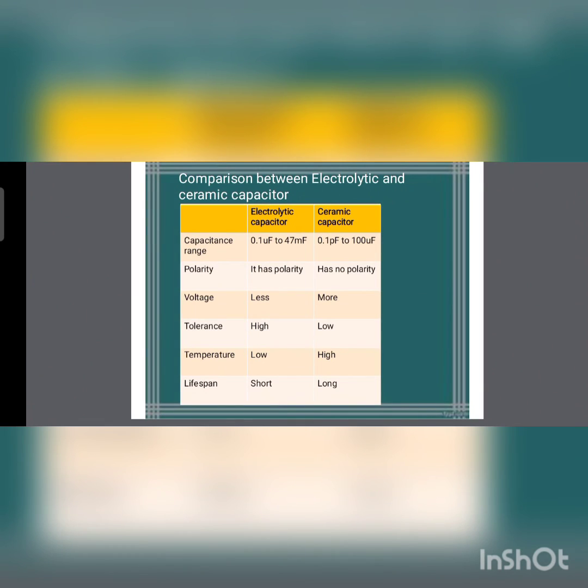So this is the comparison between electrolytic and ceramic capacitor. The ceramic capacitor has the capacitance range of 0.1 picofarads to 100 microfarads, and electrolytic capacitor has 0.1 microfarad to 47 millifarads. Electrolytic capacitor is a polar capacitor, so it has a polarity, and ceramic capacitor is a non-polar capacitor. So another point for the ceramic capacitor is it has no polarity. Then the voltage and the temperature rating is less in electrolytic capacitor compared to the ceramic capacitor.